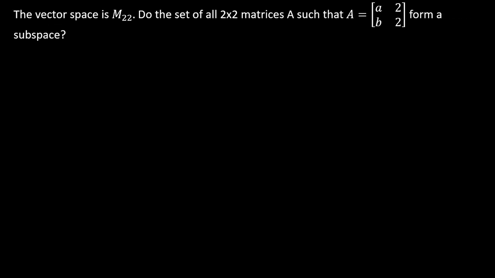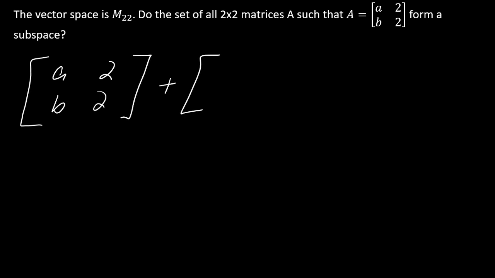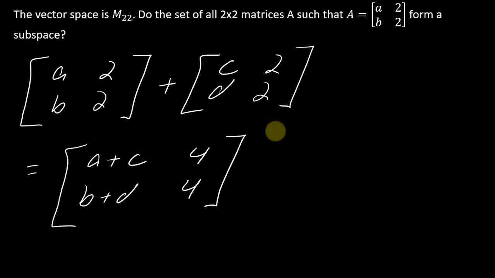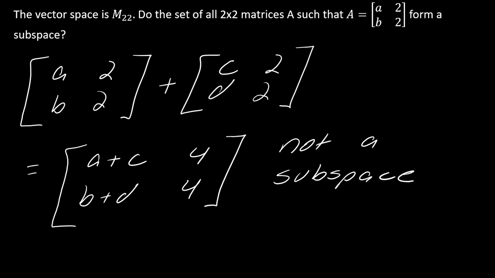Okay, so for this last one, I've still got the 2 by 2 matrices. So we're going to use matrices of the form A, B, 2, 2, with A and B in the first column. If I just take two of these random matrices, I'll take the first one and then I'll set up a second one. So this will be C, D, 2, 2. If I add these together, I'll see that I have A plus C, 4, B plus D, and 4. So now this no longer follows the form of this. So this is not a subspace. Okay, and so there are a handful of examples.